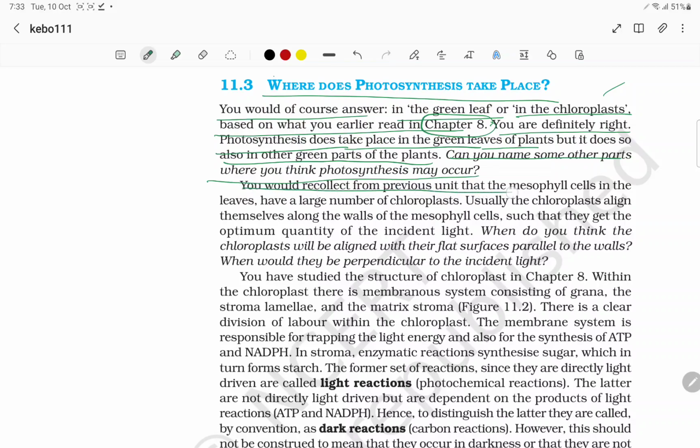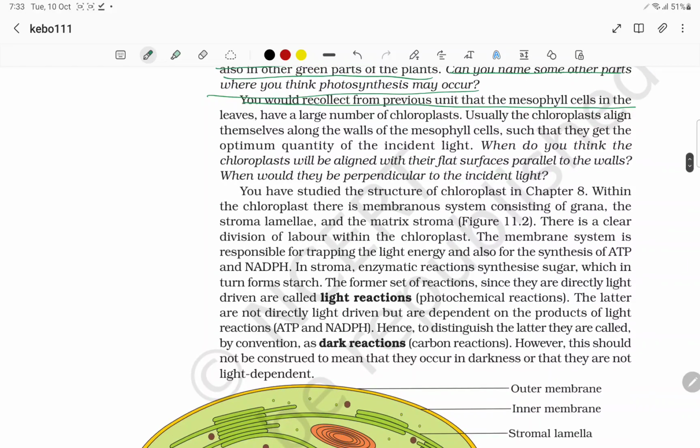You would recollect from the previous unit that the mesophyll cells are the chief sites and have a larger number of chloroplasts. Usually the chloroplasts arrange themselves along the walls of mesophyll cells such that they get the optimum quantity of incident light. So when will the chloroplasts be aligned with their flat surfaces parallel to the walls, and when would they be perpendicular to the incident light?